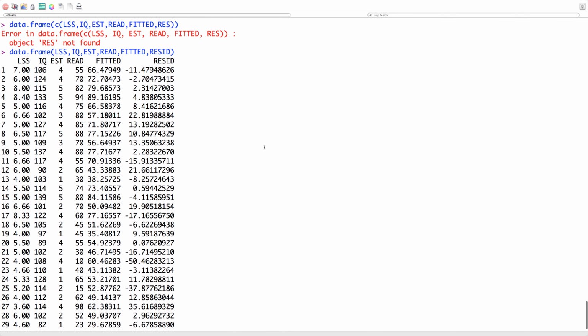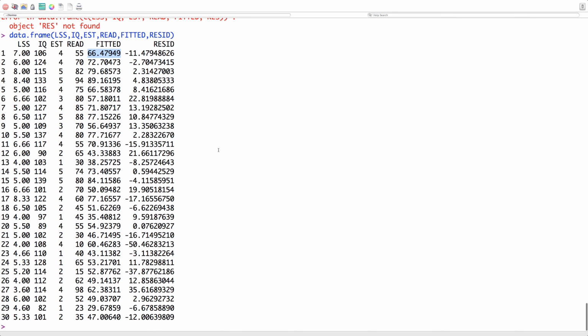All right, gang, what we're doing here is, for the first observation, for example, from LSS, IQ, and EST with a read of 55. Using this student's LSS, IQ, and EST, we would have predicted this student to have a predicted read of 66.48. Notice the residual is negative 11.5 because the read is about 11 units less than what we predicted. Now, this gives you a really nice way to look at your data.